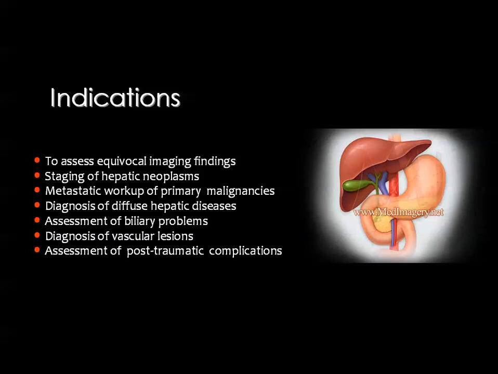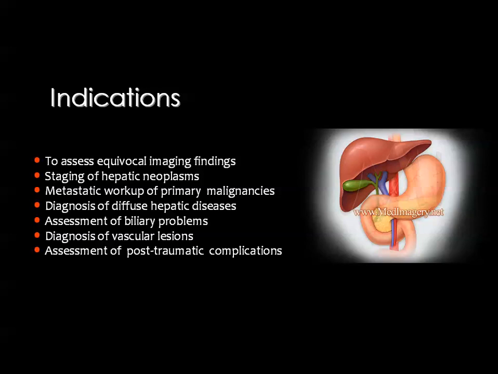And as you all know, one of the major indications is to assess an equivocal imaging finding. The usual scenario is that a patient had a previous abdominal ultrasound, and the report came that there is something, and we would like to verify this something by another investigation, which in most of the cases will be the CT scan.